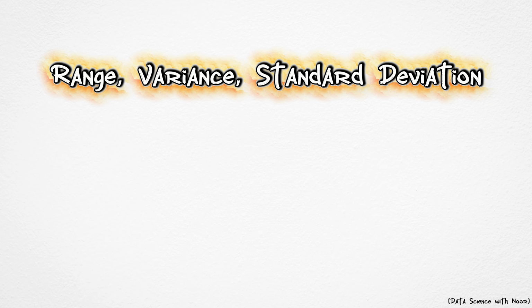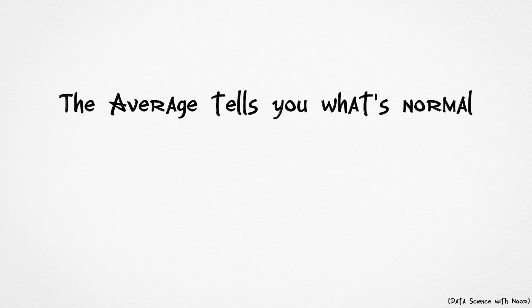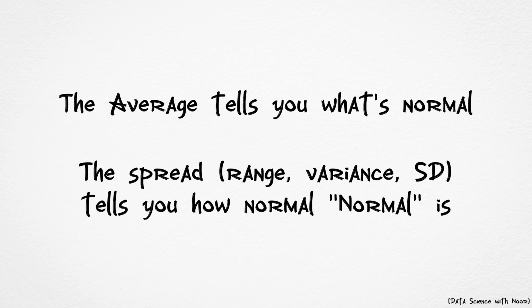These 3 measures are all answering the same question: how spread out is this data? And once you get that, you start seeing it everywhere. Test scores, salaries, weather, investment risks. The average tells you what's normal. The spread tells you how normal actually is.